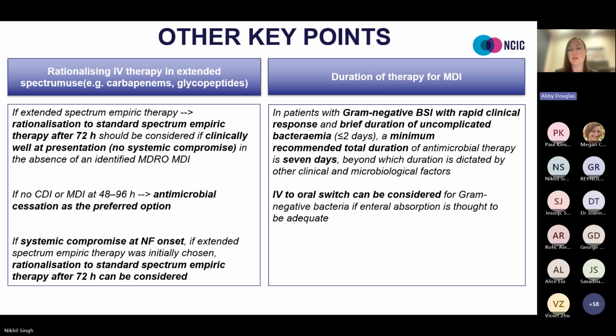We do have a good section about duration of therapy for microbiologically defined infections. If a patient has a gram-negative bloodstream infection with rapid clinical response and clearance of blood culture, then a minimum total duration would be 7 days of antimicrobial therapy, but beyond that, it is guided by other factors, including whether we think there's a persistent nidus of infection, a deep-seated infection or a resistant organism. Certainly, you can consider oral switch with a gram-negative bloodstream infection, for instance, an E. coli, if you think the enteral route is adequate. Thanks, Nick.